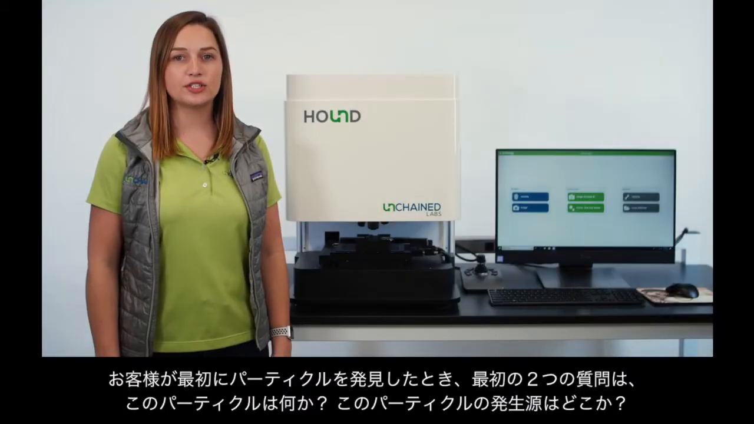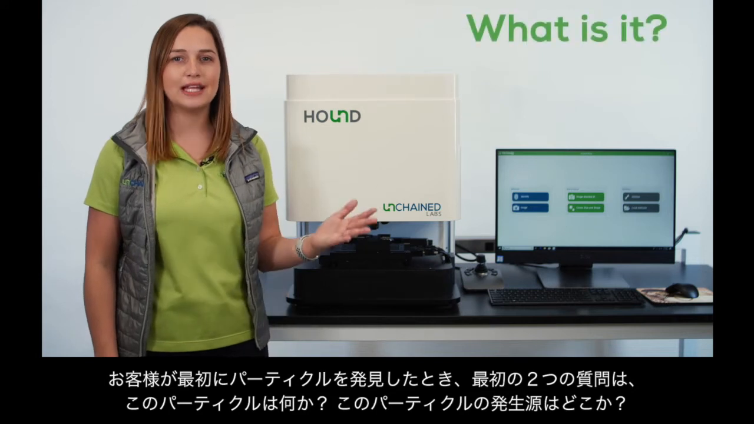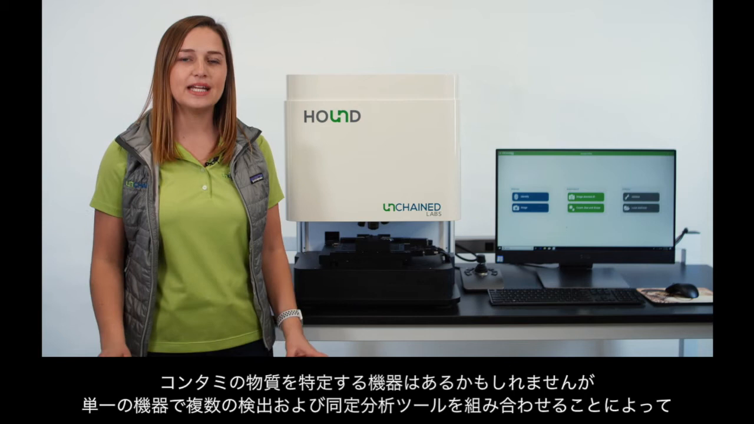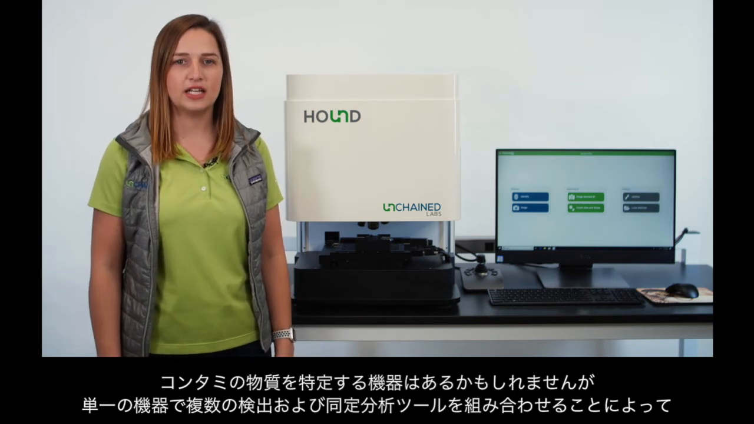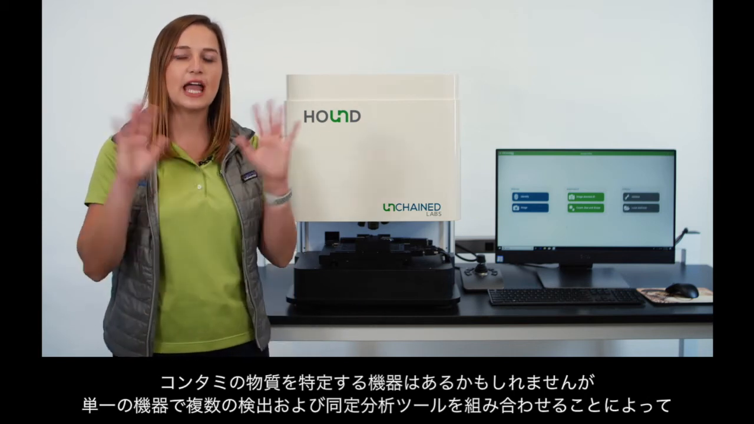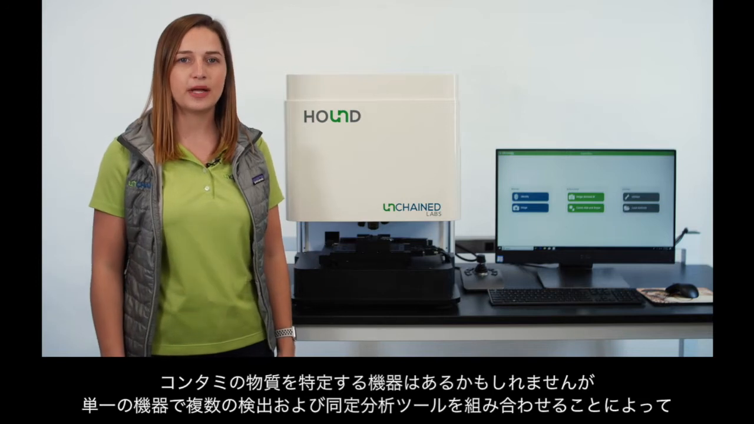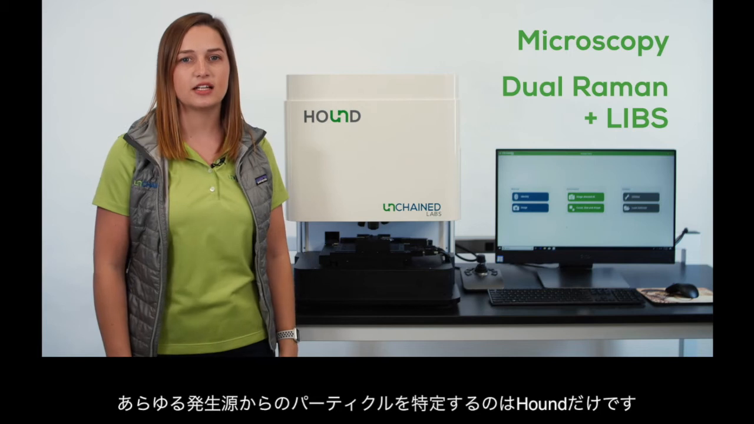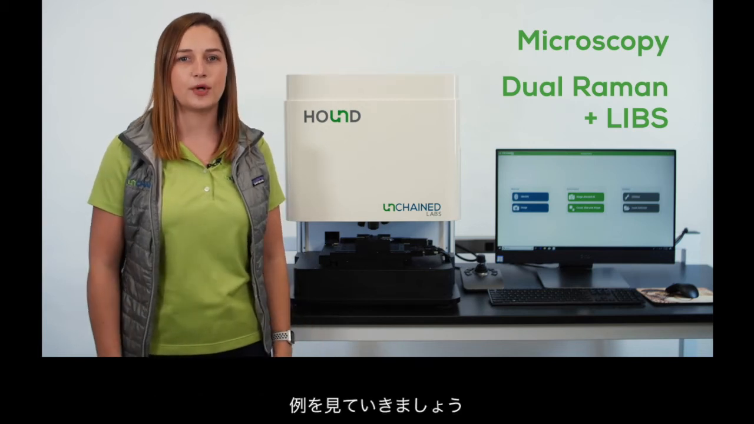When a particle shows up, your first two questions are what is it and where did it come from? There are instruments out there that might identify a subset of contaminants, but only Hound identifies any particle from any source by combining multiple detection and identification tools in a single instrument. Let's walk through an example.